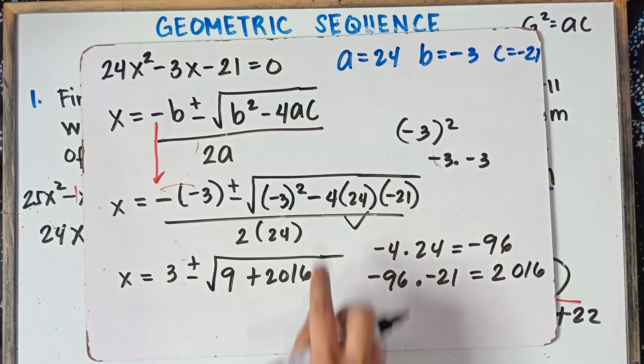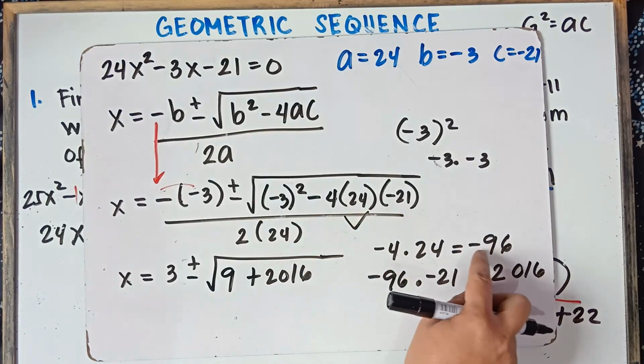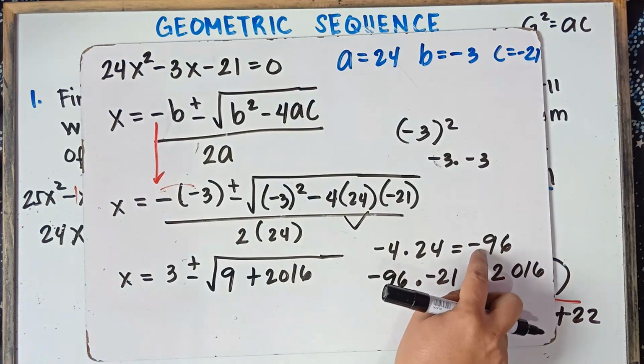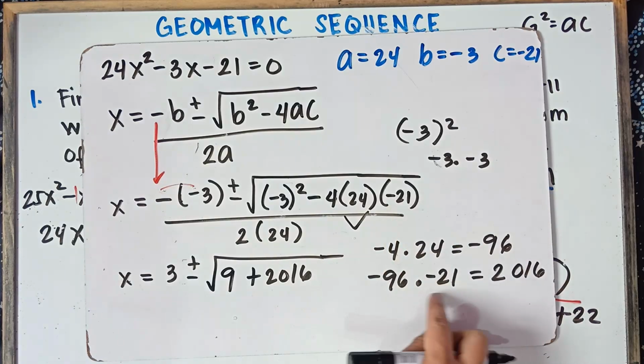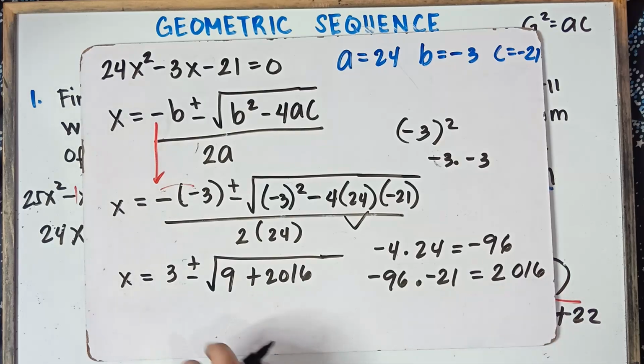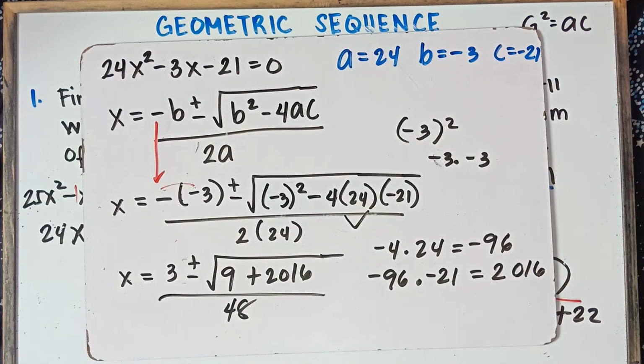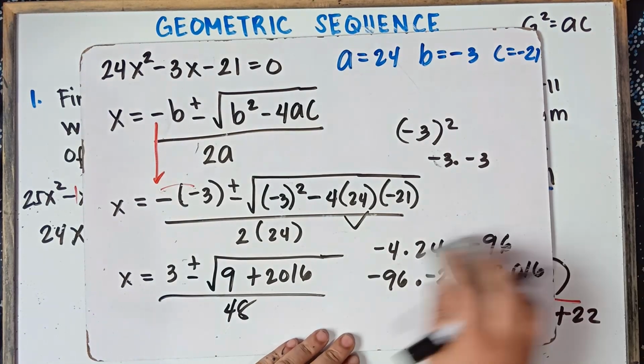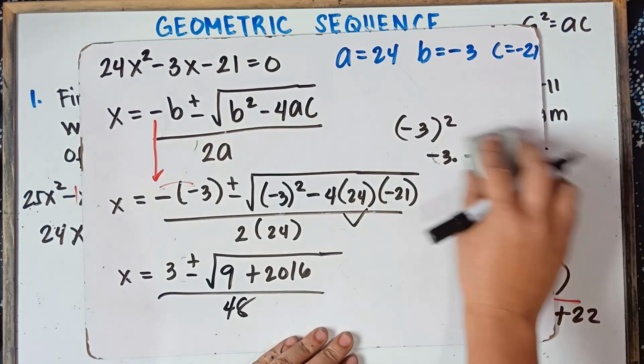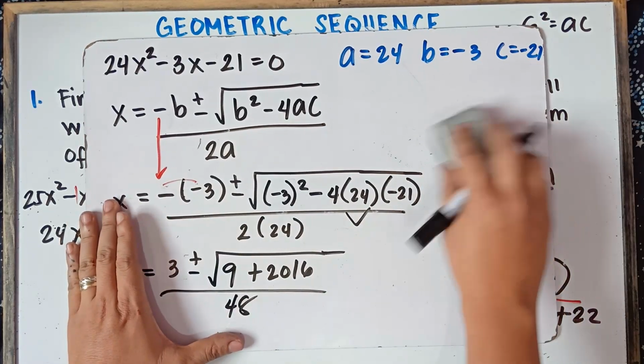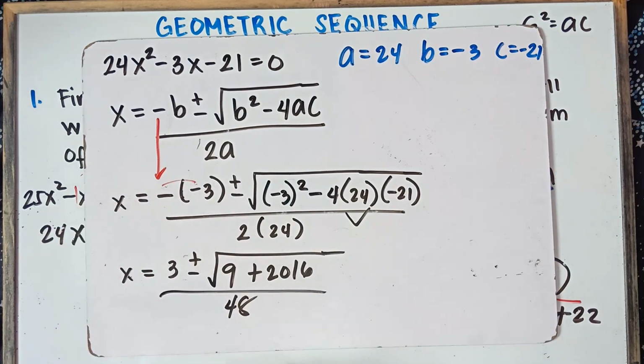Alright, so once again, class, negative 4 times 24, that would be negative 96. And then negative 96 times negative 21, that would be 2016. And then 2 times 24, that would be 48. Alright, so almost done, class. Simply add this one. We don't have enough space, so let's do it step by step.